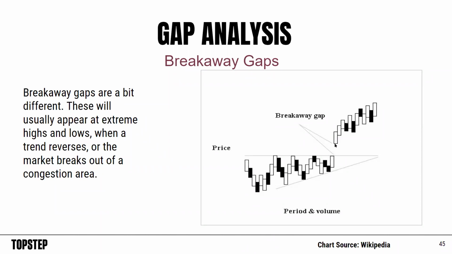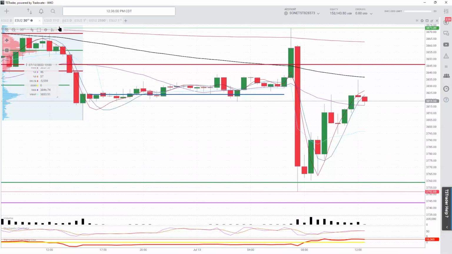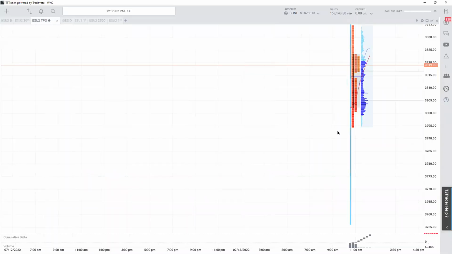If we can't close that gap, that is a sign of acceptance of higher price, and we need to scale our strategy towards the fact that there's a good probability that without a gap close, this market is going to continue to move to the upside. Now for today, here's the TPO chart.